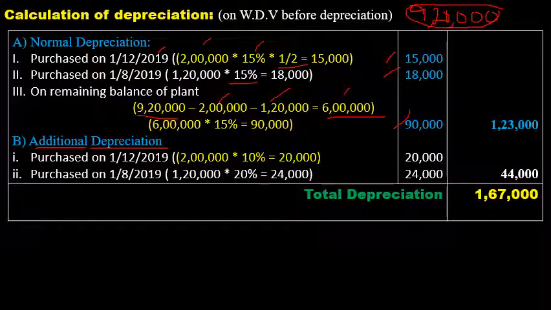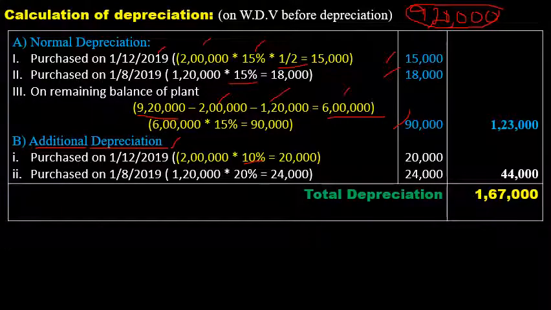With that you have to charge additional depreciation. The first asset was purchased on 1st December 2019. There are two additional rates of depreciation: one is 20% and another is 10%. If it was used for 180 days or more, then 20% additional rate of depreciation. If it was used for less than 180 days, then 10%, meaning half of the 20% rate of additional depreciation.